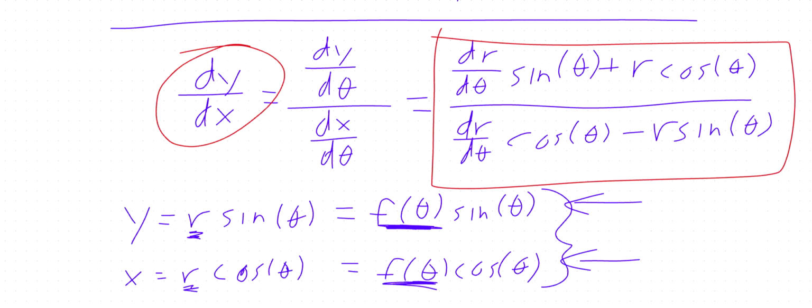Now, if we want a horizontal tangent, we're looking for where our numerator is 0. For vertical tangents, where is the denominator 0? As long as the other one's not 0. So let's take a look at an example of this.